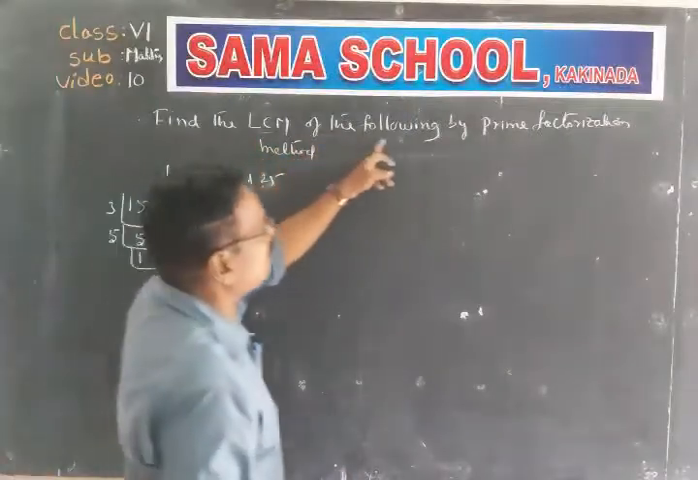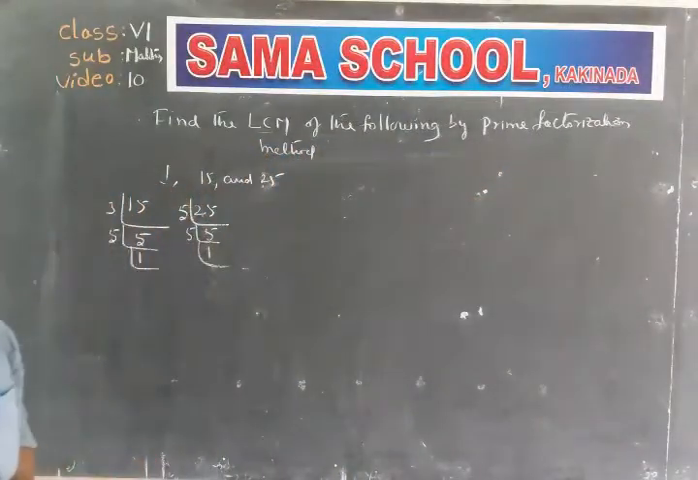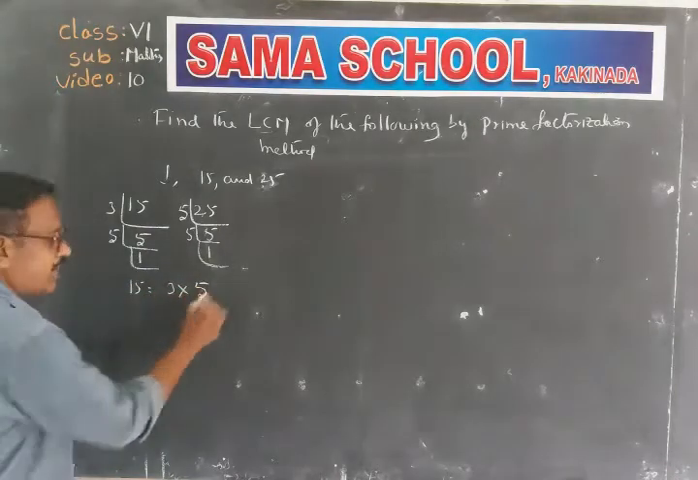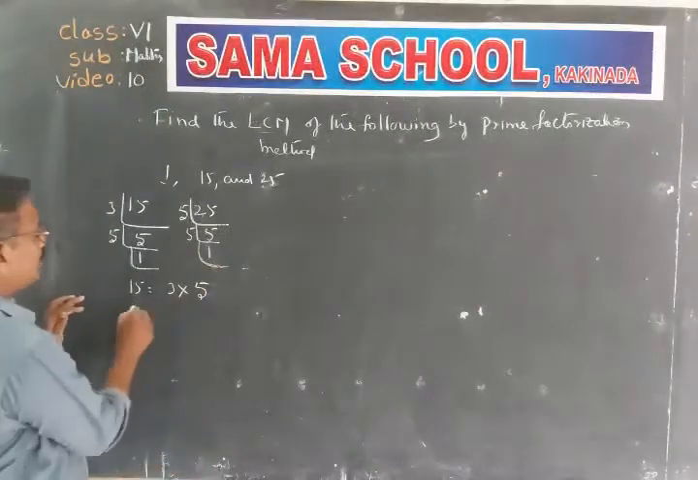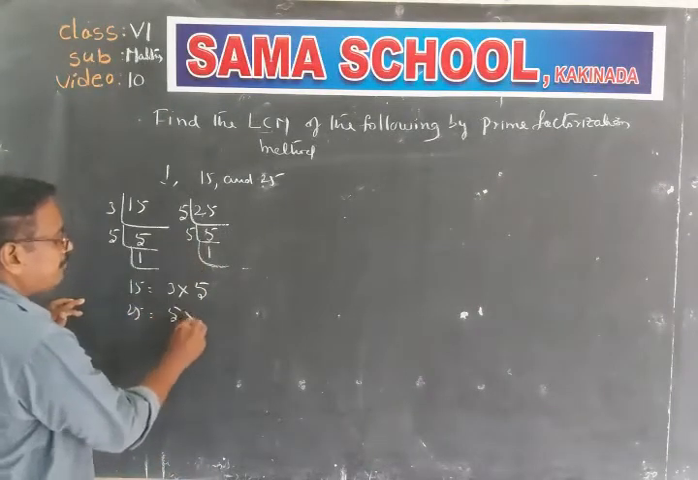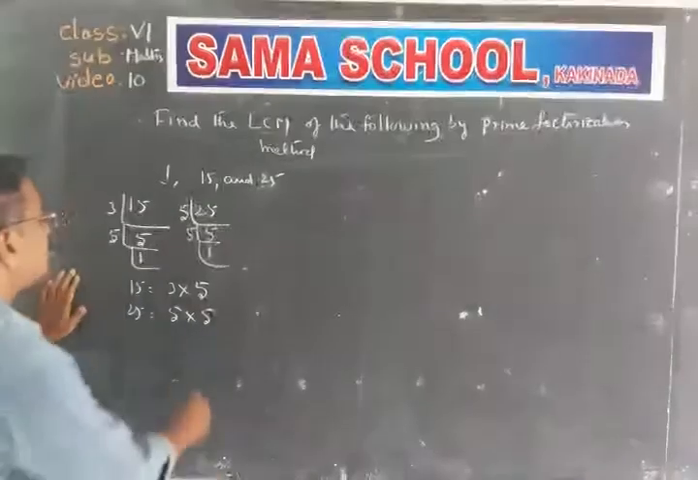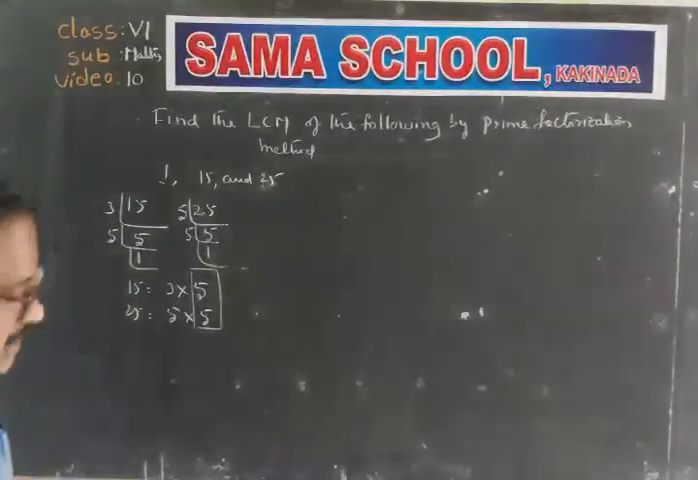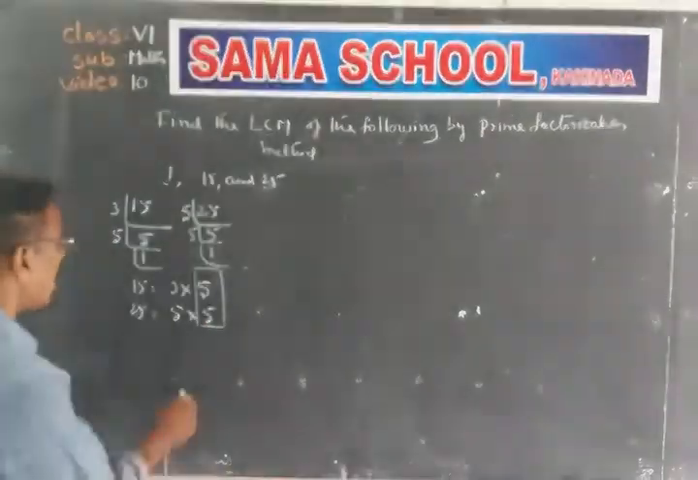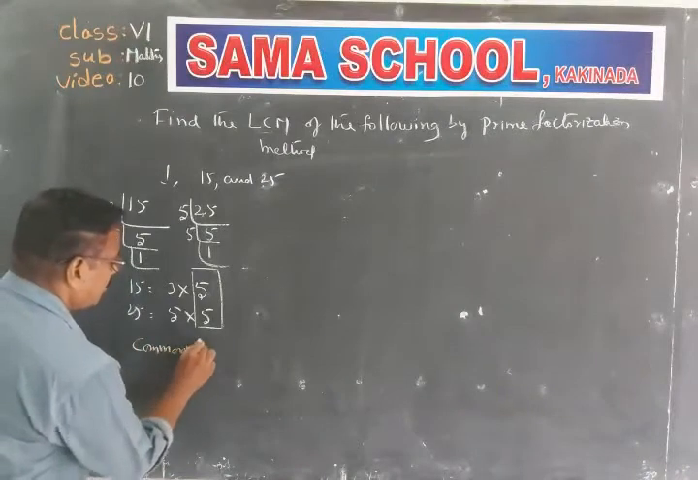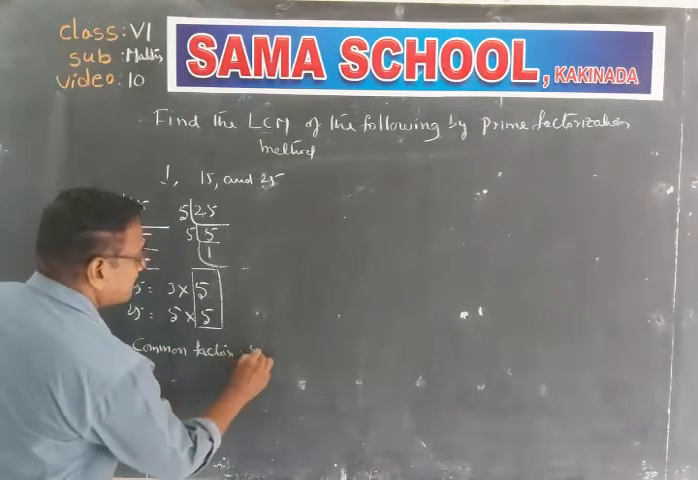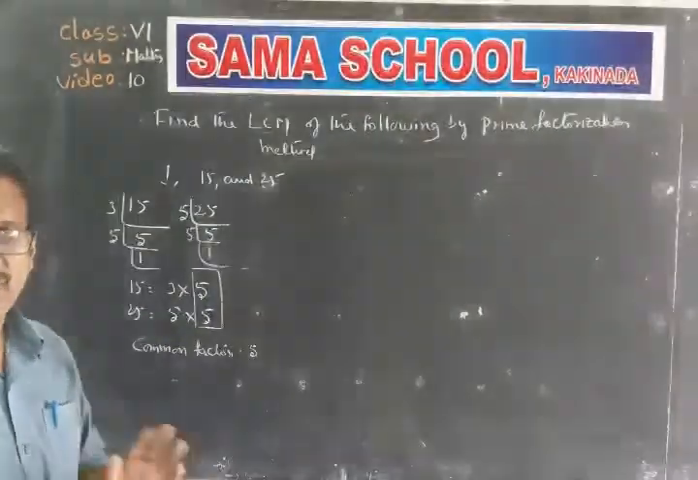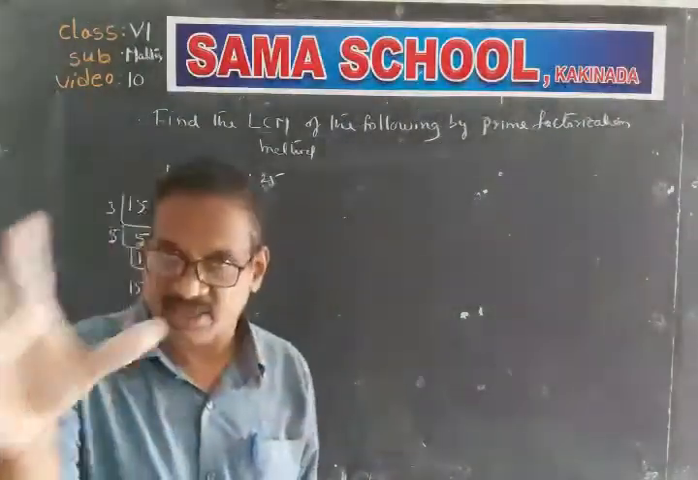So, find the LCM of the following by the prime factorization method. Using the product of the prime numbers, 15 is equal to 3 into 5. Okay, and 25 is equal to the product of the prime numbers 5 into 5. Okay, what is the common factor in these? 15 and 25, what is the common factor? 5. In both, the common factor is 5. Right?